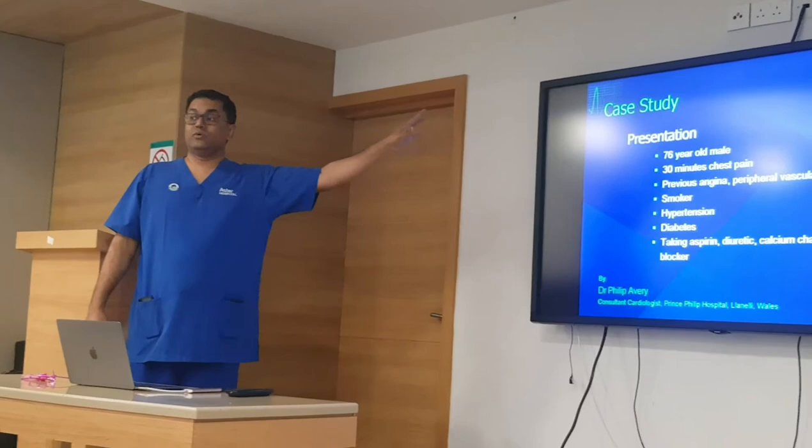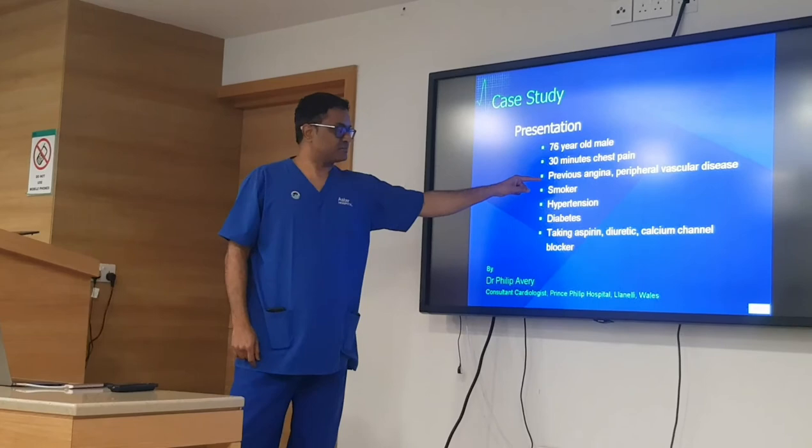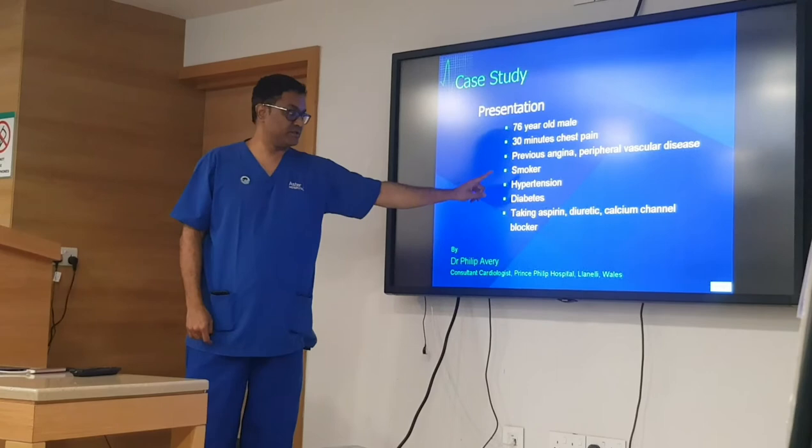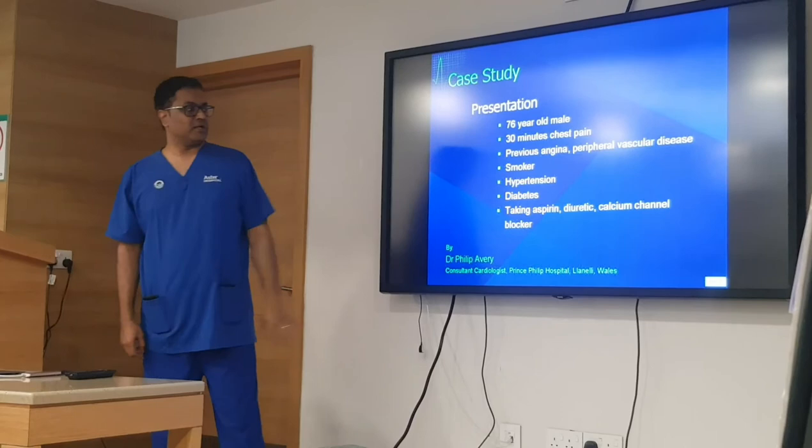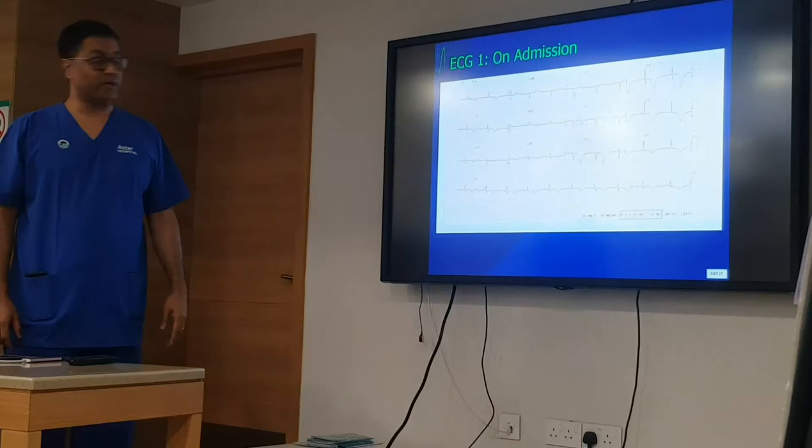So 76-year-old male, pain is 30 minutes. Previous history of angina, he's got peripheral vascular disease, so he's got risk factors: smoker, hypertension, diabetes, he's got everything. He's already on aspirin, a calcium blocker, which is amlodipine, and a diuretic. So this is a patient with a lot of risk factors coming in with a half-hour history of pain. This is a nice ECG.